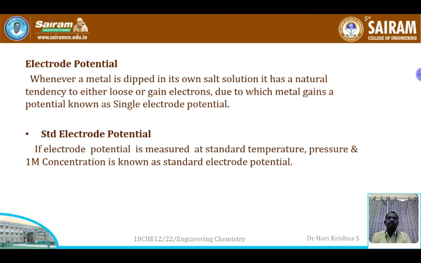Because of that, Zn2+ will go into the solution, whereas electrons will get deposited on the surface of the metal. So because of this, there will be a metal solution interface, right? Electrons will be on the surface of the metal, whereas Zn2+ will be in solution. So there will be a weak attraction between Zn2+ positive and negative charges. Because of this, the electrode gains a potential, and that potential is termed as electrode potential.